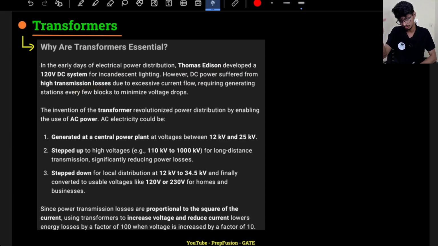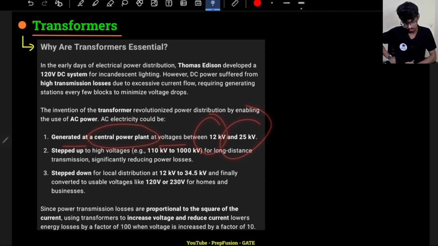Right? So losses get reduced. Due to excessive current flow, it required generating stations every few blocks to minimize the voltage drop. Okay, thus the invention of AC power came. So AC power was generated at a central power plant at voltages of 12 kilovolt to 25 kilovolt. So at low voltages, this kilovolt seems like a high voltage, but in reality it is low voltage only.